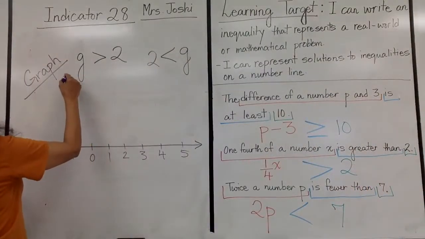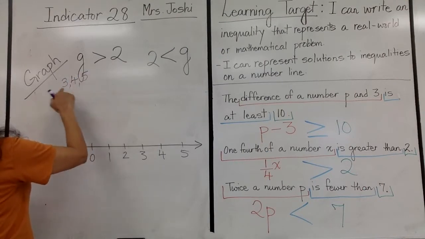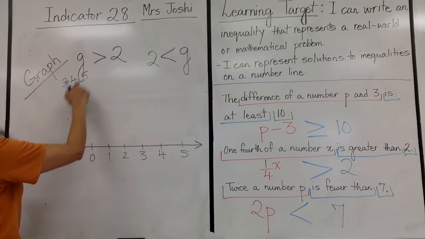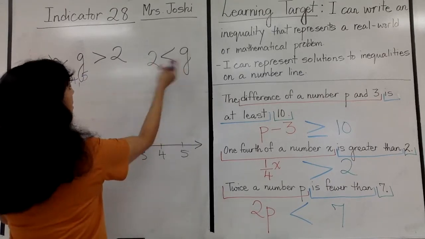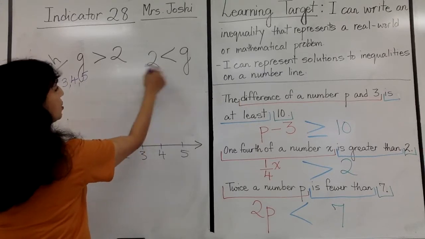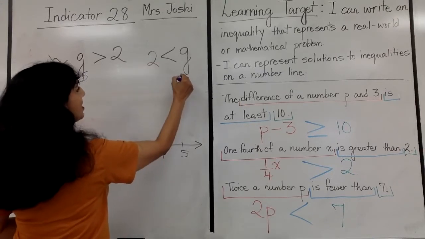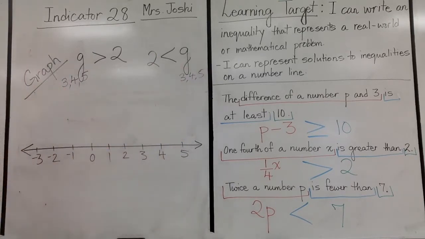So I can write that over here, just so you know what greater than 2 means. And then check it out. Is 3 greater than 2? Yes. Is 4 greater than 2? Yes. 5 greater than 2? Yes. Same thing here. Even though the 2 is written on this side, this basically means G is greater than 2. So because 2 is less, 3, 4, 5 could have been written like this.